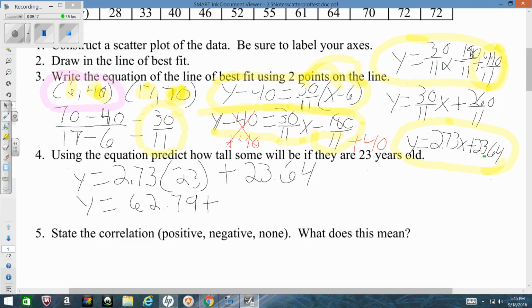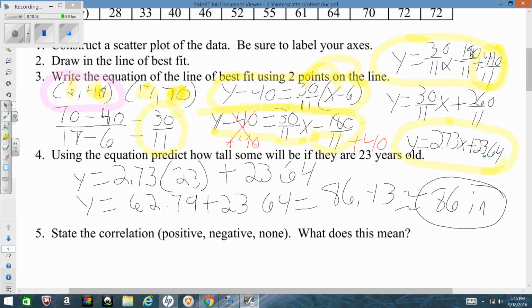62.79 plus 23.64. And if I add 23.64, I would get 86.43, which I am going to round to 86 inches. We're labeling it because we're going in inches.